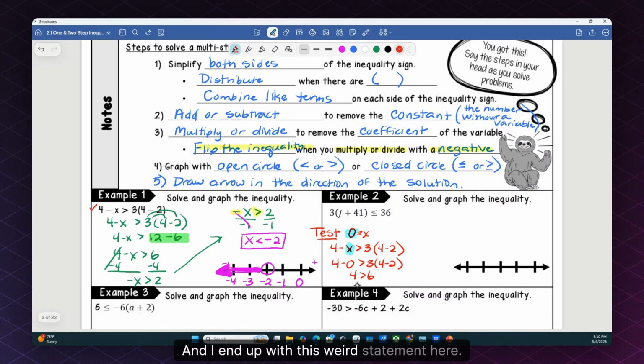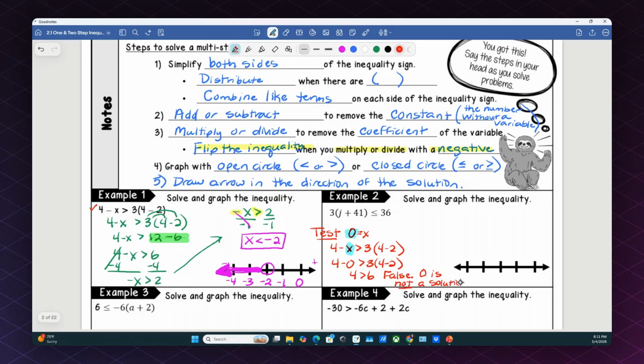And I end up with this weird statement here. This is a false statement, okay? Because this is a false statement, I know 0 is not a solution. Because 0 is not a solution, you do not shade to 0. Like you're not going to include 0 in that. And if you look over here, I did not shade the part where 0 is. I shaded away from that. So I did good. Yay.